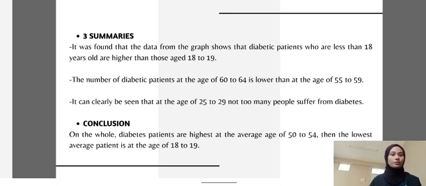people suffer from diabetes. In conclusion, on the whole, diabetes patients are highest at the average age of 50 to 54, then the lowest average patient is at the age 18 to 19.